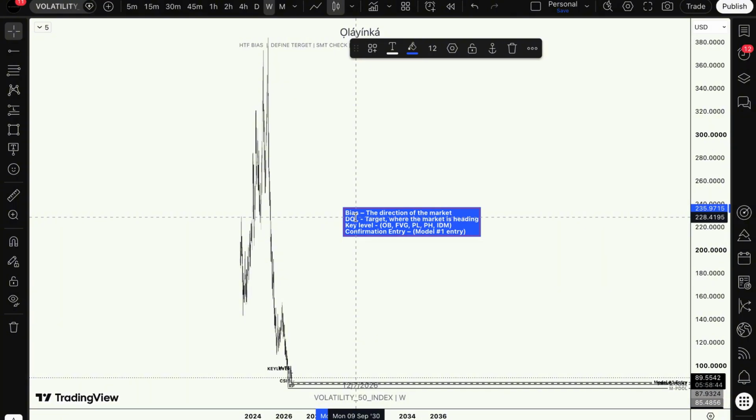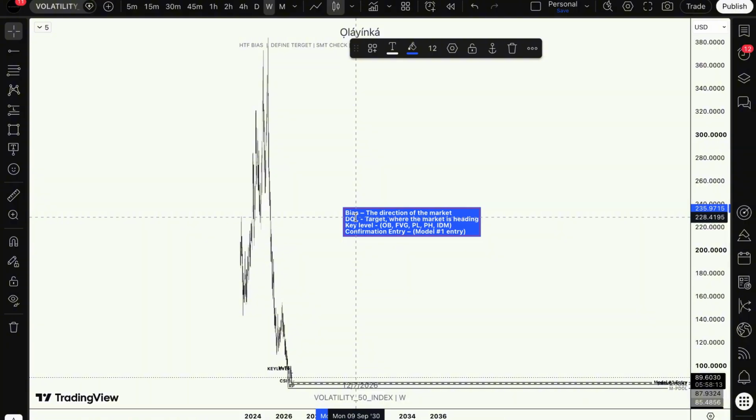After the bias, another important thing is your target. You identify, okay, this is where the market is going, this is what is drawing the market, this is the liquidity, because markets actually run from liquidity to liquidity. It takes one liquidity, it goes to the next liquidity, takes it out. So the most important thing you have to understand is liquidity. Where is price coming from? Where is price trying to go to? So you understand your bias, your draw on liquidity, and you get your key level.